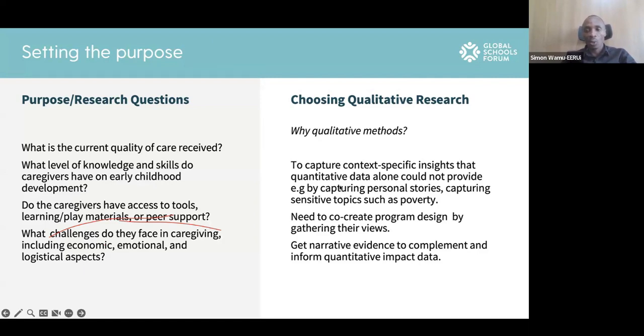We also wanted to co-create the program design together, because even though we have an idea of what we wanted to achieve with them, we also wanted their input, because they're the ones that perform the work. They're the ones that understand their pain points, and we wanted to have a deep understanding of how they felt, their experiences, and some of the challenges they face, so that we can together co-create the program design. And lastly, we also wanted to gather narrative evidence that would help us to complement and inform some quantitative impact data that we were planning to collect.